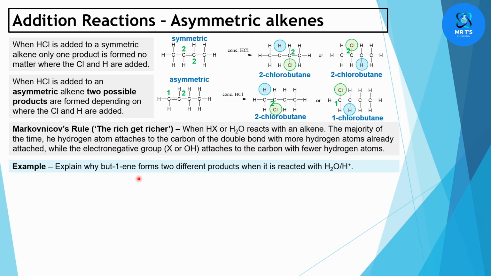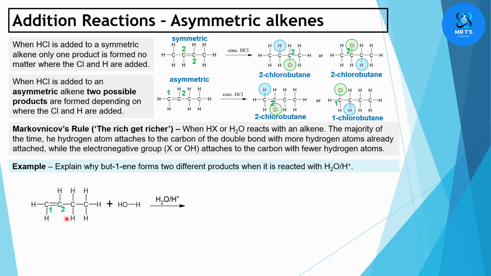So, explain why but-1-ene forms two different products when it is reacted with H2O, H+. Now we can see that H2O obviously breaks apart to make OH- and H+. And remember that H is going to attach to the carbon that has the most H's the majority of the time. So here's an example of the equation.